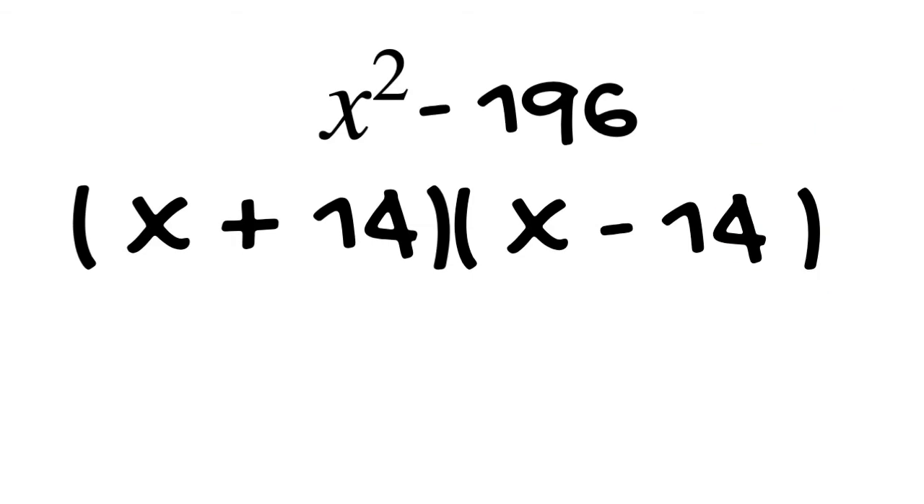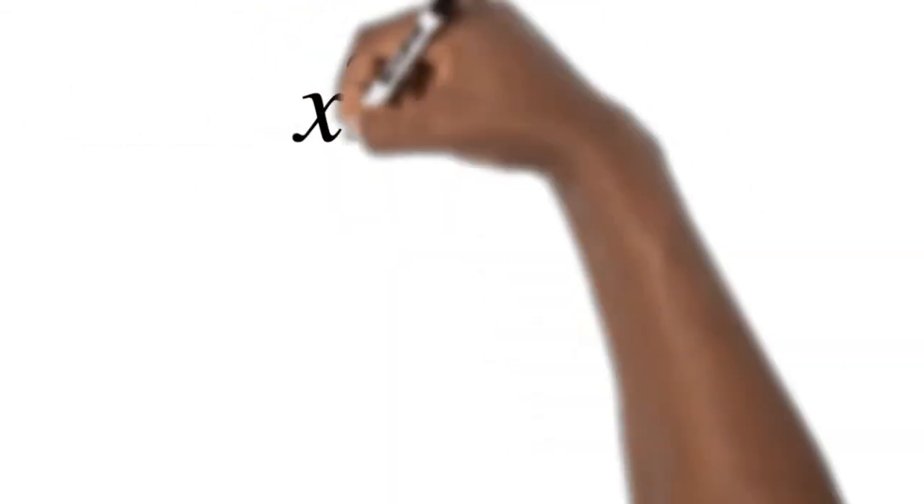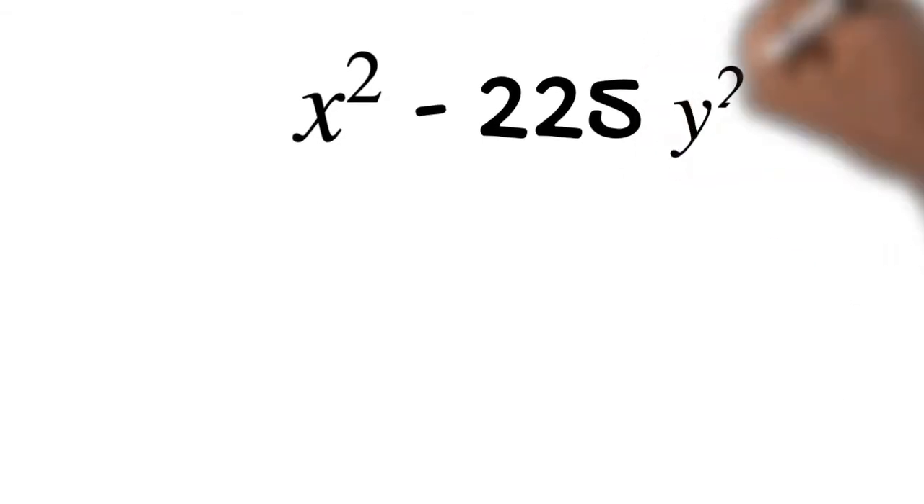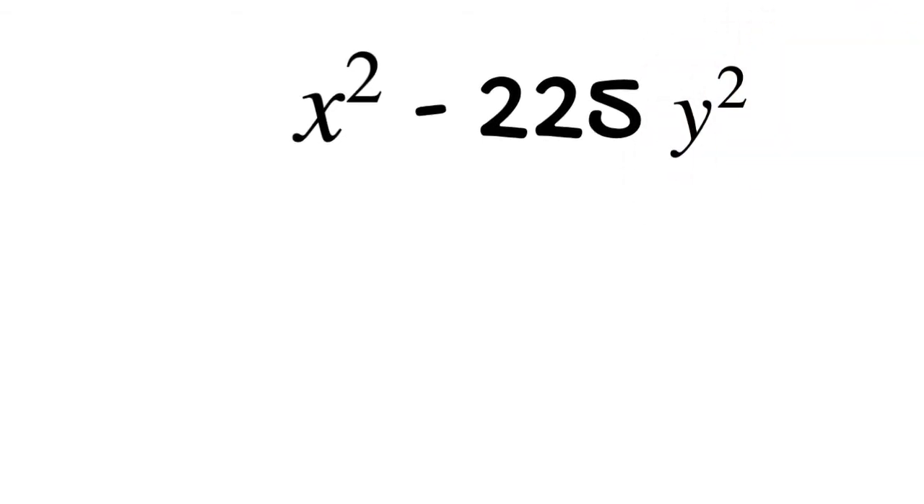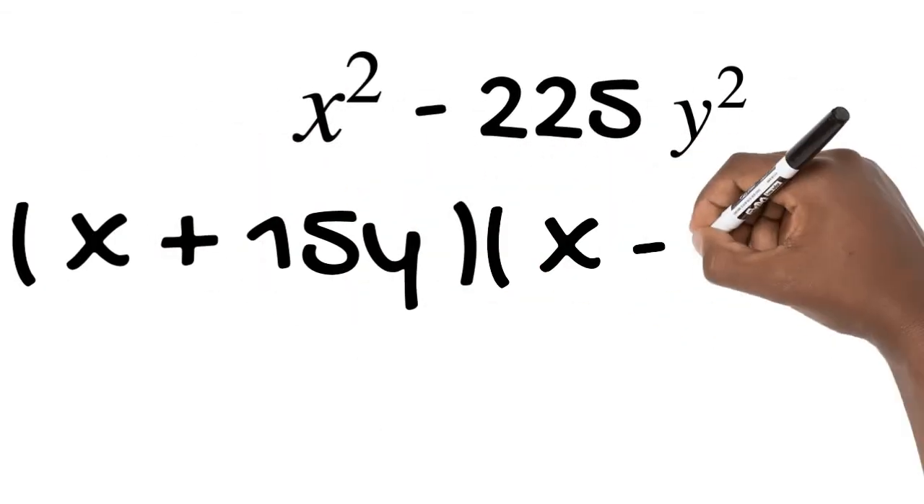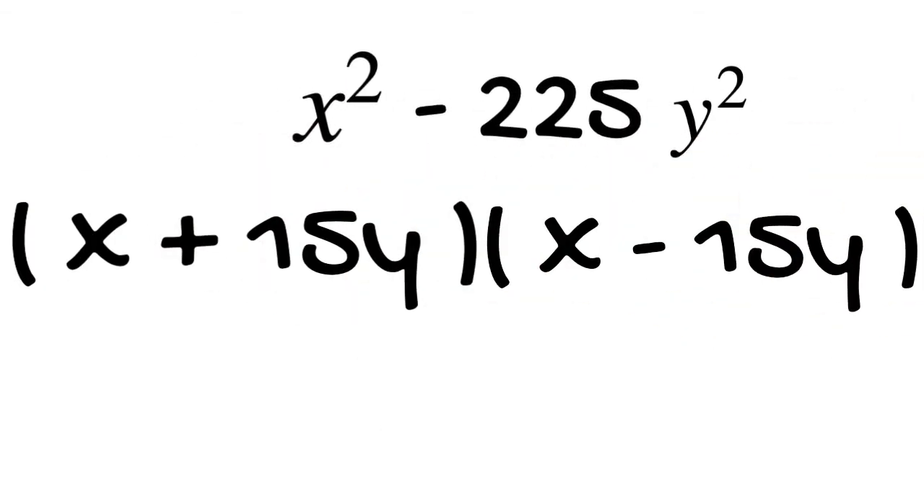Let's do one more example. Let's say that we had x squared minus 225y squared. Okay, now we're getting really big. It might seem a little confusing, but actually, it's really not that bad. X squared minus 225y squared. Well, what's the square root of 225? 15. And what's the square root of y squared? Just y. So you would have x plus 15y times x minus 15y.